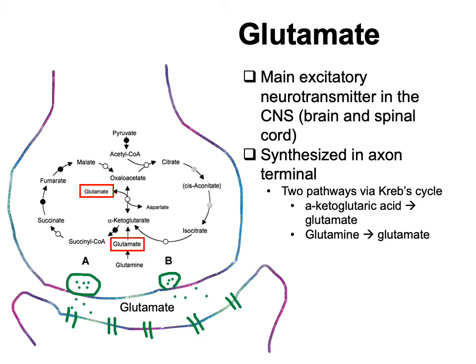Now we're moving on to glutamate. Glutamate is the main excitatory neurotransmitter in the central nervous system. It is synthesized in the axon terminal, and there are two pathways that it can be synthesized, either through the Krebs cycle via alpha ketoglutaric acid turning into glutamate, or glutamine turning into glutamate.